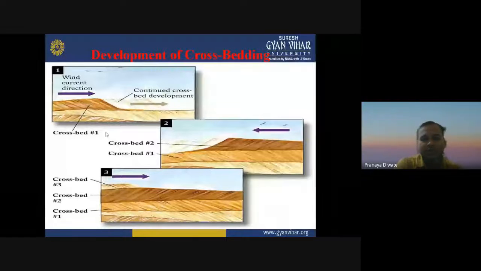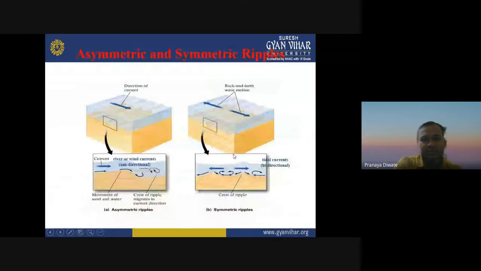Then development of the cross bedding. This is how your cross bedding will be developed. Then we have asymmetrical and symmetrical ripples.